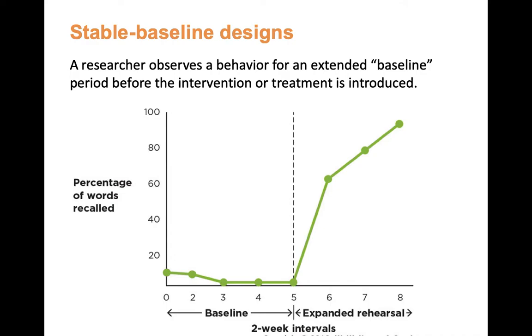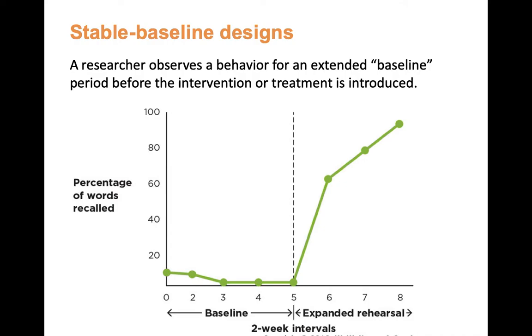So in the example that we're looking at, this looked at the effectiveness of a treatment that was designed to enhance word recall in an Alzheimer's patient. Okay, so what we have in the figure is the percentage of words that are recalled on the vertical y-axis. On the horizontal axis, we've got basically time. So we've got these 2-week intervals. So there's this baseline period, and then there's the treatment, and then there's the period after the treatment or the intervention.